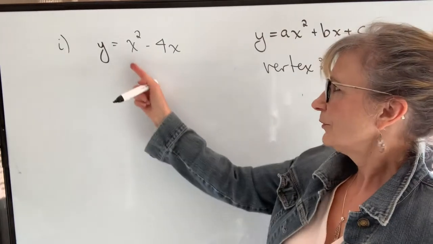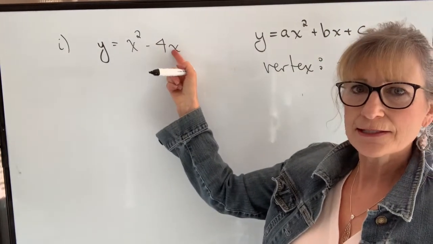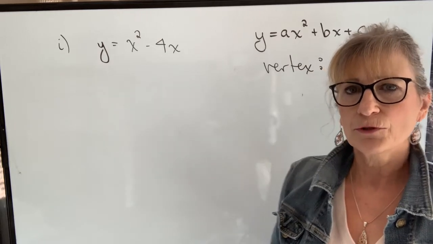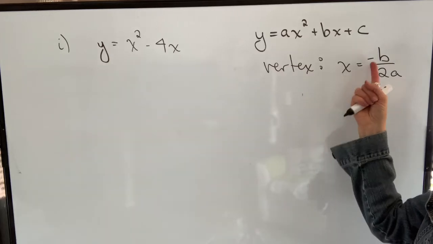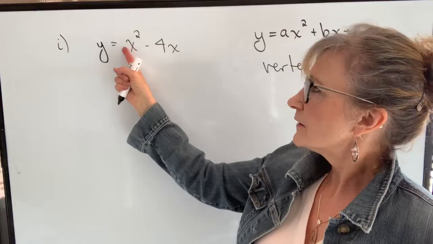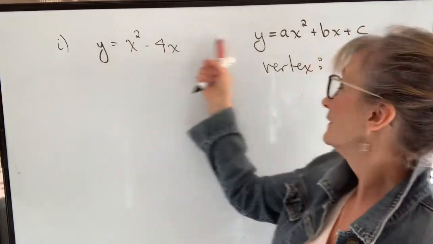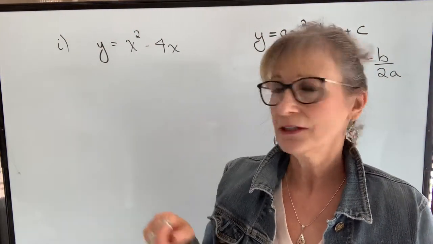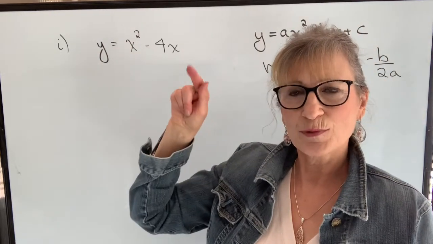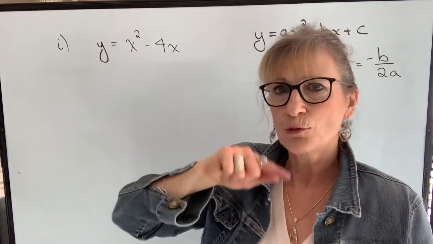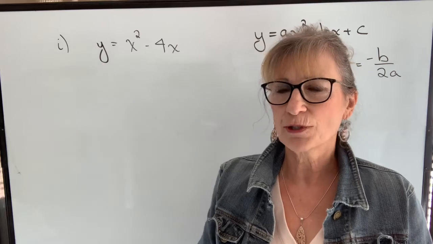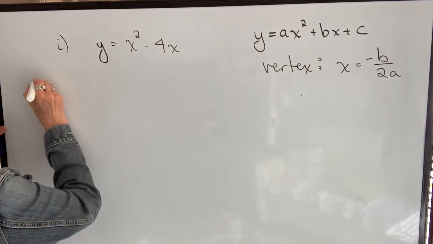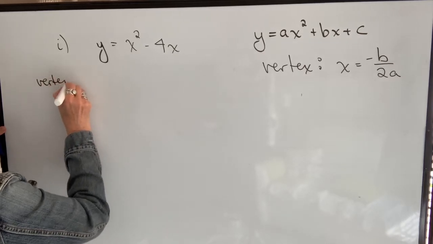In our first example, we have y equals x squared minus 4x. We do have a formula that tells us how to find the x coordinate of our vertex. x is equal to negative b over 2a. The sign of a tells us whether the parabola opens up or opens down. If this is positive, the parabola opens up. If it's negative, it opens down. So just additional information to be aware of when graphing quadratic functions. So I'm going to start off with the vertex.